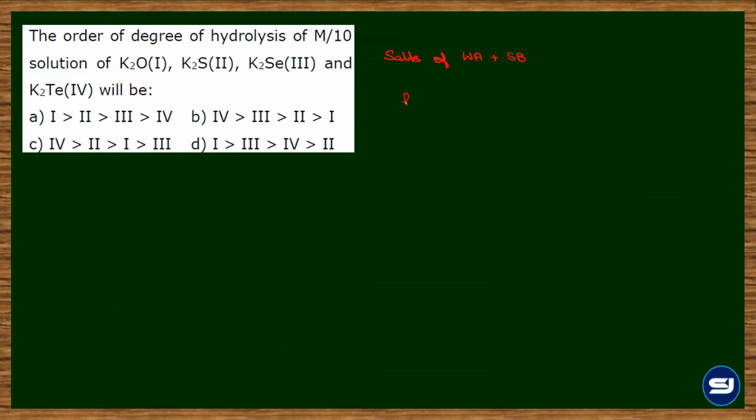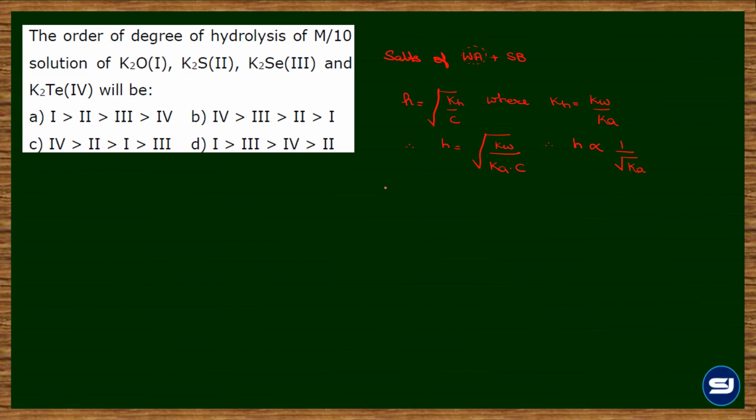So in such case, the hydrolysis h will be equal to root of Kh by C, wherein Kh will be equal to Kw by Ka, because we are having the salt of the weak acids. Therefore, h would be equal to root of Kw by Ka into C. Now, Kw and C are constant. Therefore, the hydrolysis in such cases would be inversely proportional to square root of the dissociation constant of the acids.